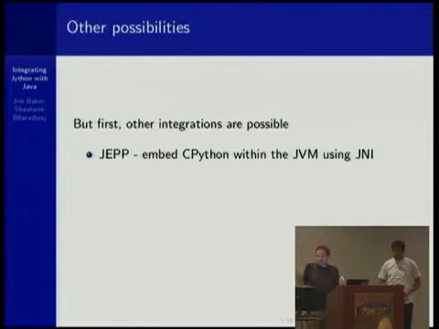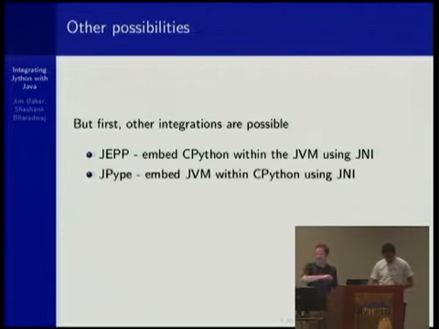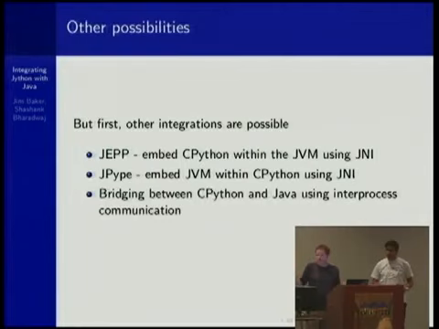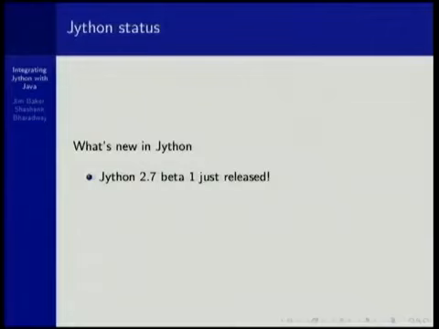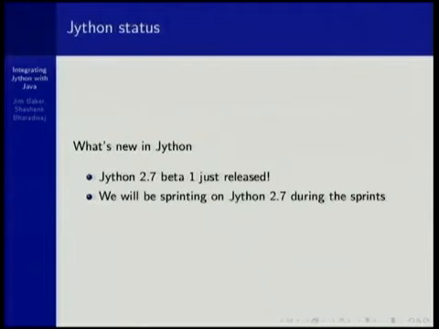Like just mentioned, in terms of integrating Java and Python, there are other integrations. So we have something like JEP, which embeds the CPython runtime within the JVM using JNI. And actually there's JPype, which goes the flip side of that. It embeds the JVM within CPython using JNI. Two different alternatives. You could bridge between CPython and Java using Jython 3.x, for that matter. We'll be talking a little bit about what that could imply in just a little bit. We'll be sprinting on Jython 2.7 for that final release during the sprint, so please join us if you're interested.